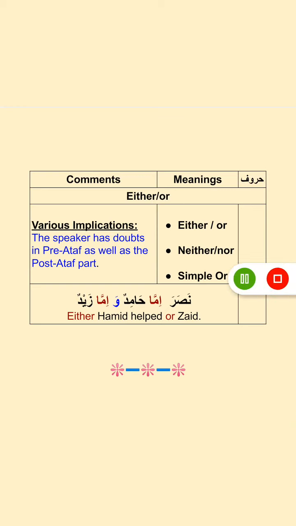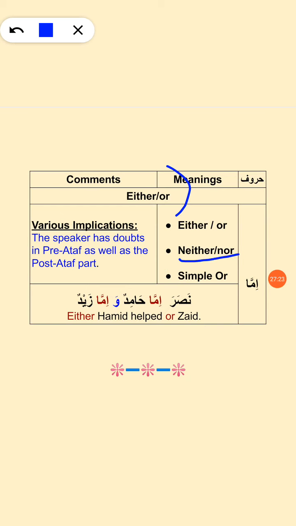And wow, this is the last one, "imma." Once again, either-or. It could also be neither-nor or simple or. Once again, it all depends on the context, and you will be able to tell them apart. Don't worry. Just remember either-or and the various structures of using them. Now, an implication about this "imma" is that the speaker has doubts in the pre-ataf portion as well as the post-ataf part. I'll tell you what it means in the summary chart right now.